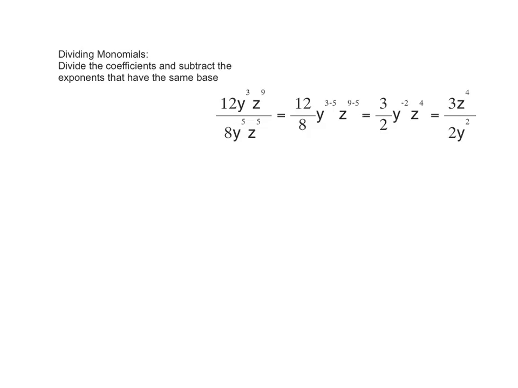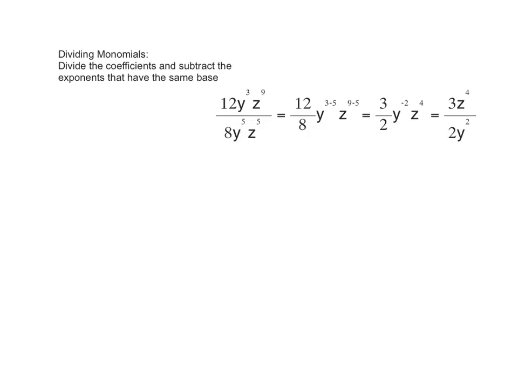To divide monomials, you divide the coefficients and you subtract the exponents that have the same base. So just a gentle reminder that when you have the same base and you are dividing, you are going to subtract the exponents. So let's look at this example. I have 12y to the third power z to the ninth power divided by 8y to the fifth power z to the fifth power.